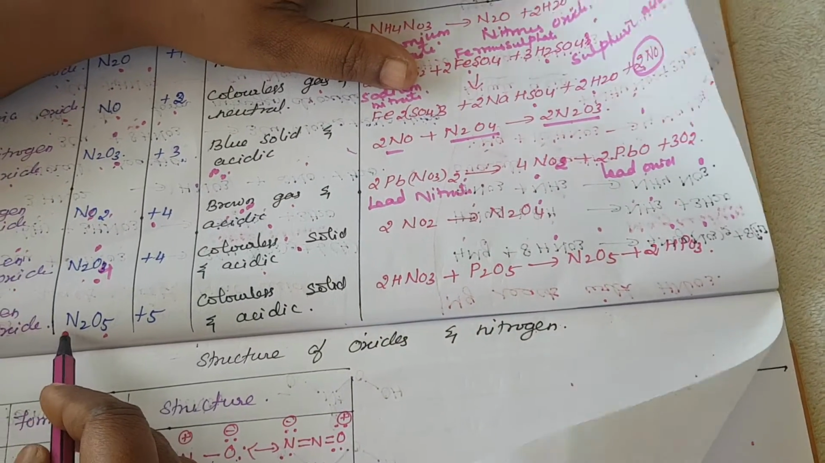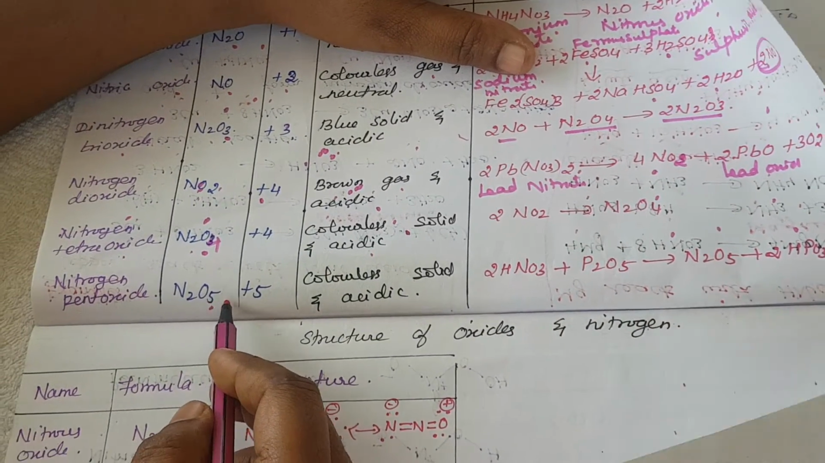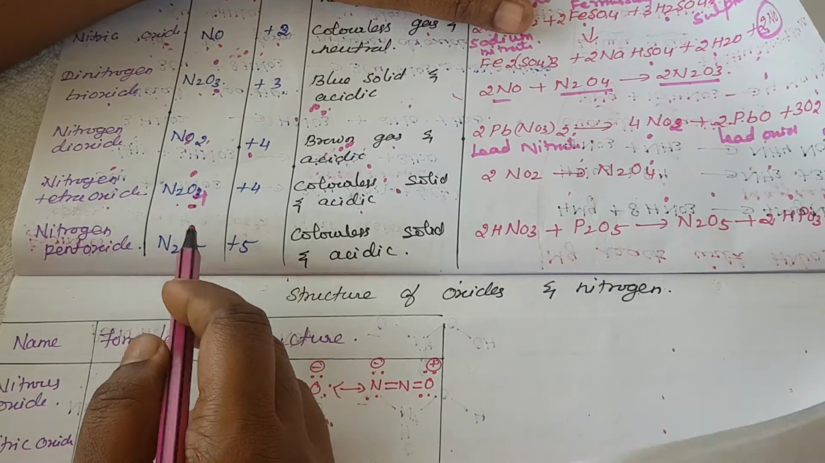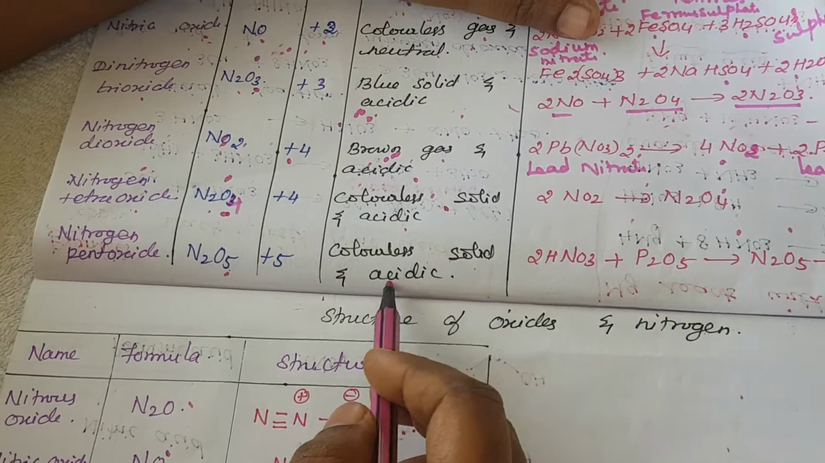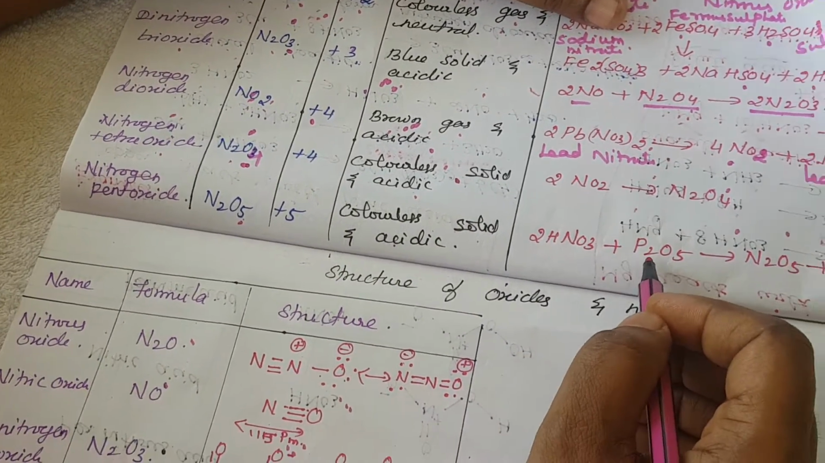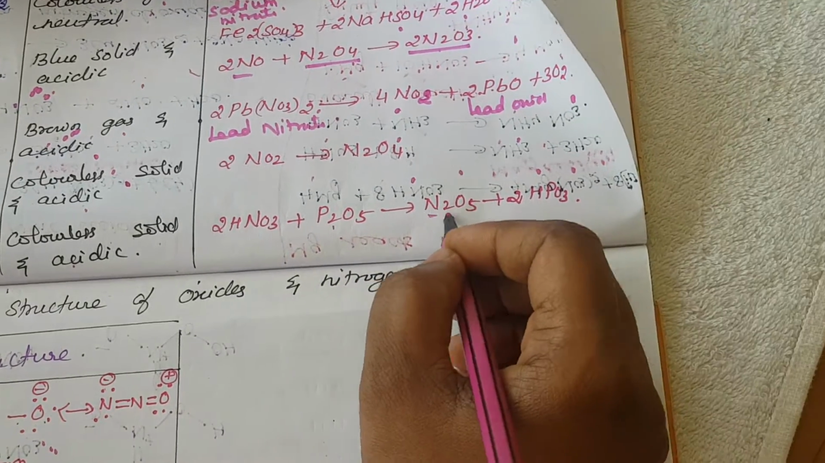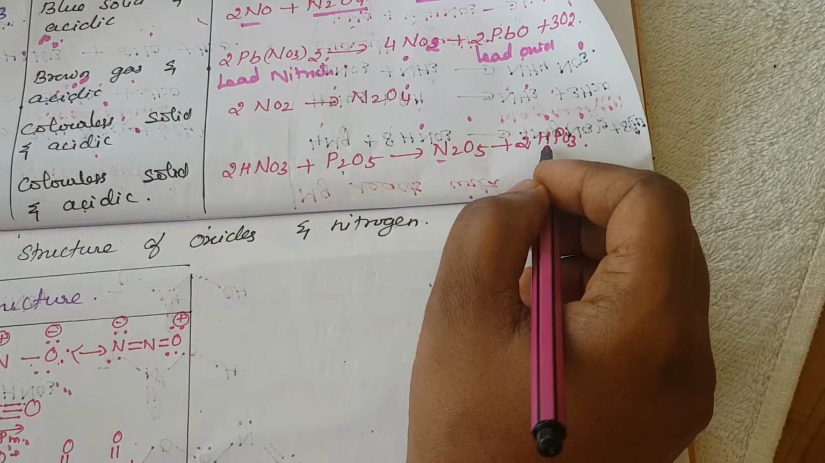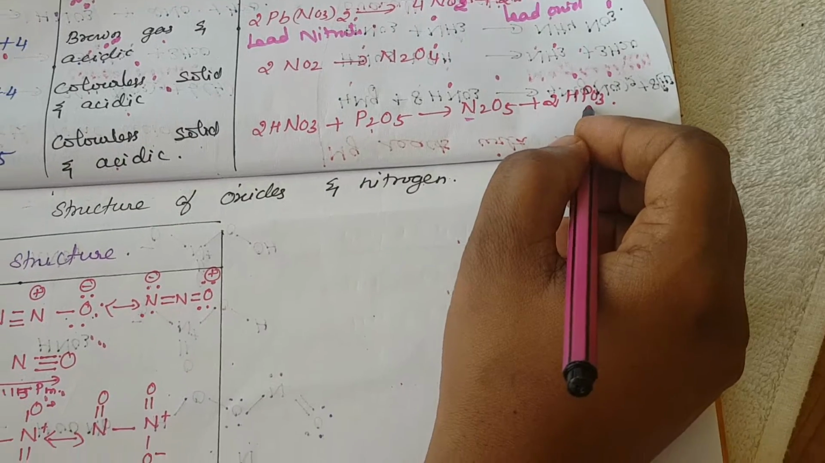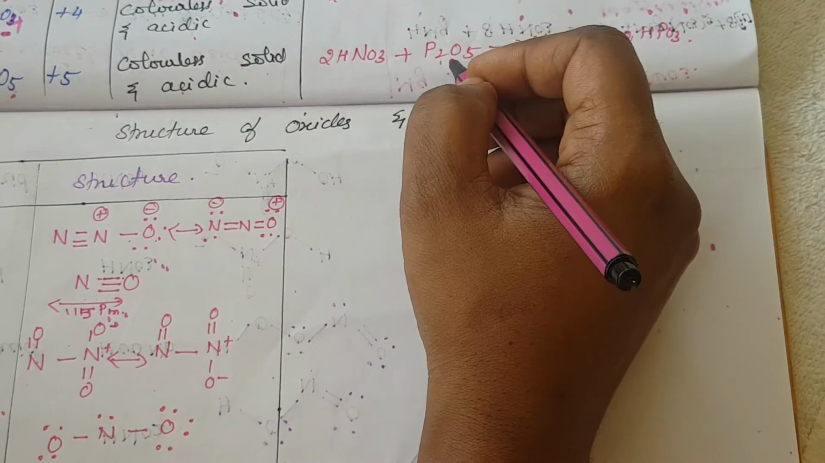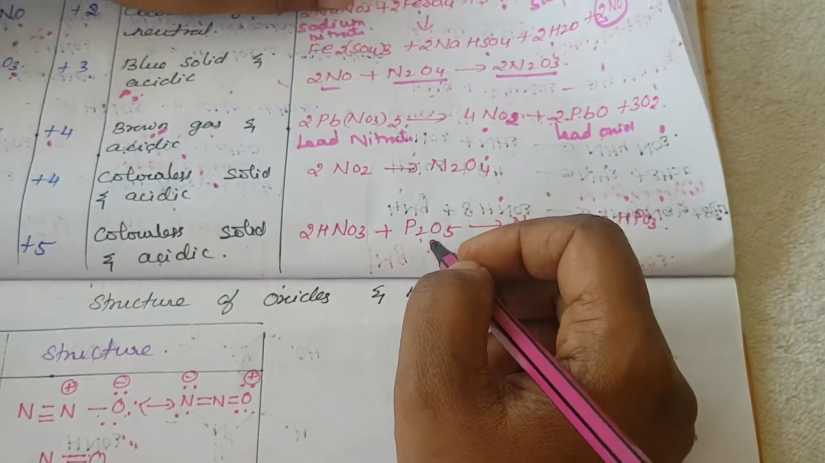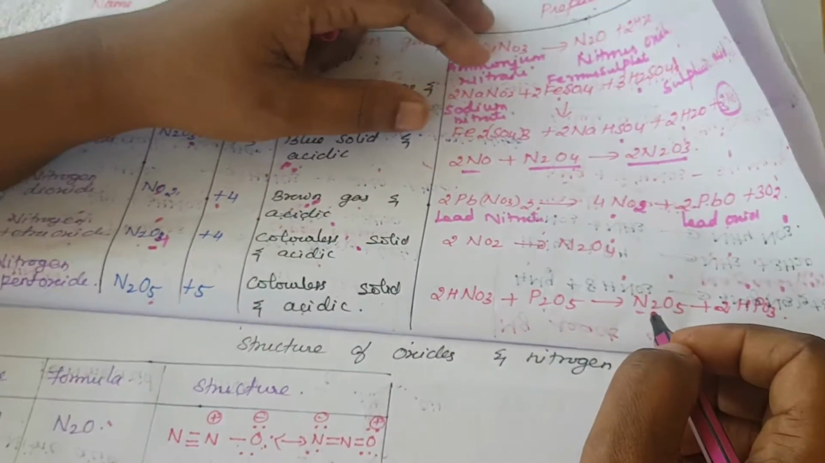Again one more, nitrogen pentoxide, that is 5 oxygen, that is pentoxide. Tetroxide means 4, this is 5. Colorless and solid, acidic in nature. HNO3 with P2O5 forms N2O5, with phosphoric acid HPO3, then HNO3, phosphorus pentoxide. So that is how the nitrogen pentoxide is formed.